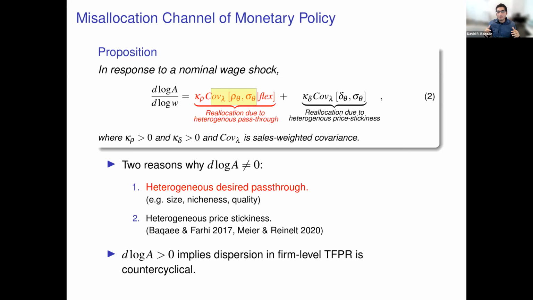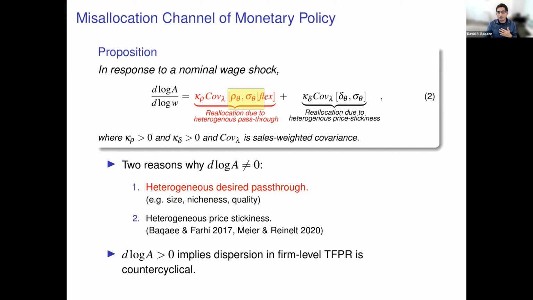But these high markup firms are exactly the firms that were inefficiently too small from a social perspective. That causes aggregate TFP to increase. So that's heterogeneity due to desired pass-through. And so there's lots of things that you might think could drive this. For example, size is a typical one, which is to say big firms tend to have high markups and low pass-throughs.